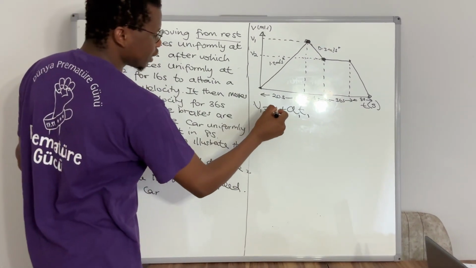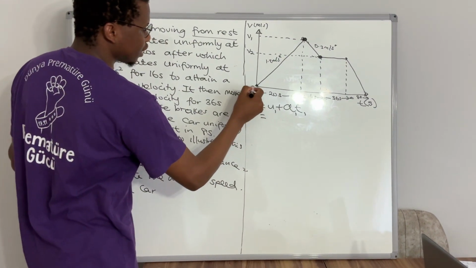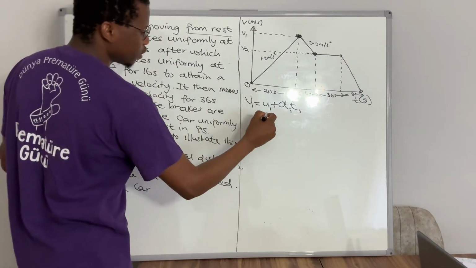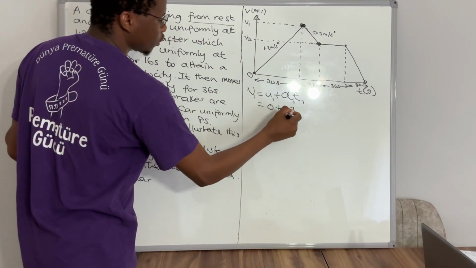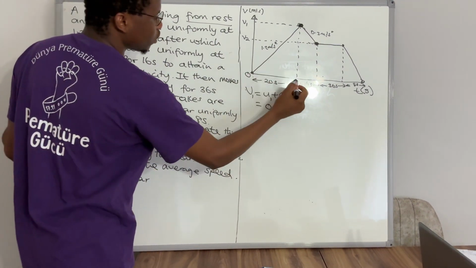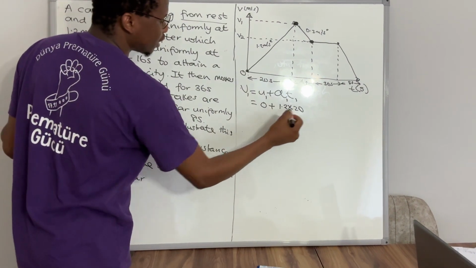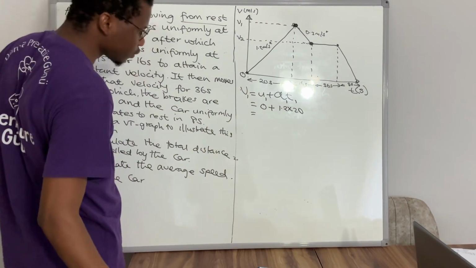So what is the first velocity? It starts from 0. So it's going to be 0 plus what is the acceleration, 1.2, and what is the time during the acceleration, 20 seconds. So what will that give us?